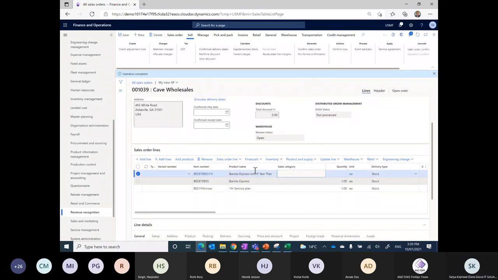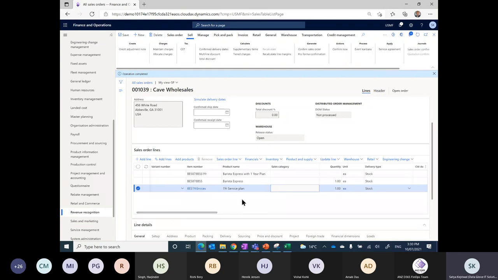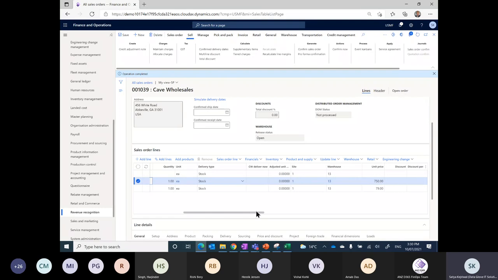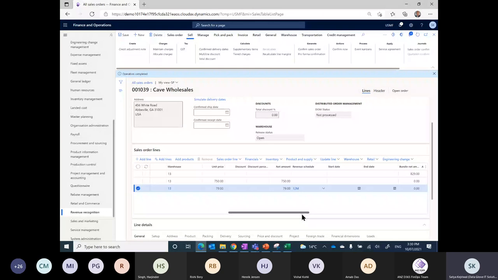See this. There are two more lines, right? The first line quantity gets zeroed, disappears. And there are two lines which are basically the components of this bundle, my main machine, coffee machine, and the service plan. And what else you see here is the unit price, individual prices of these products, right? And there is also a revenue schedule, which I define and attach to this item.